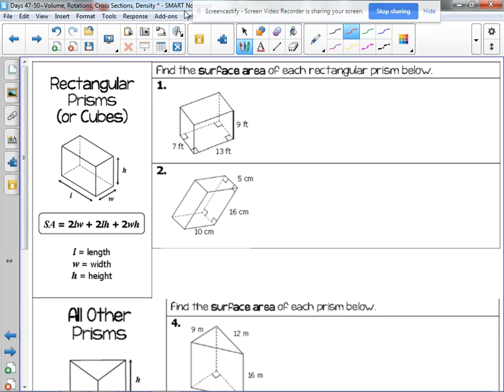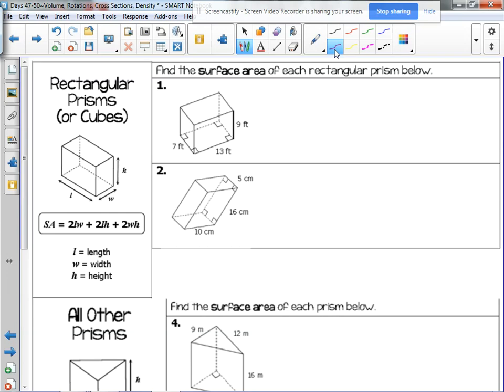L times H is going to give you the area of this front face. Same thing. There's a face just like it in the back, so it's 2 times that. W times H is this face over here on the right side. The face in the back is exactly the same. So that's where we're coming from here.